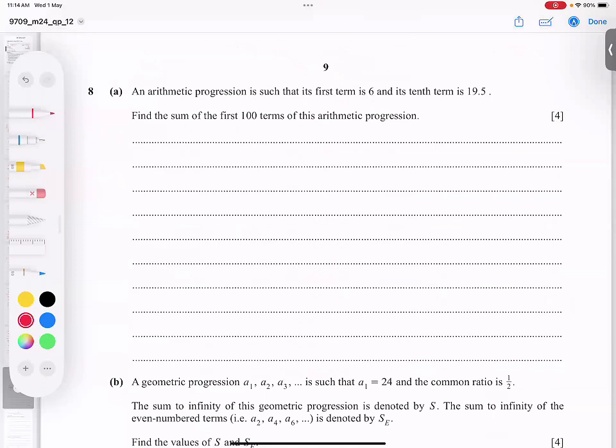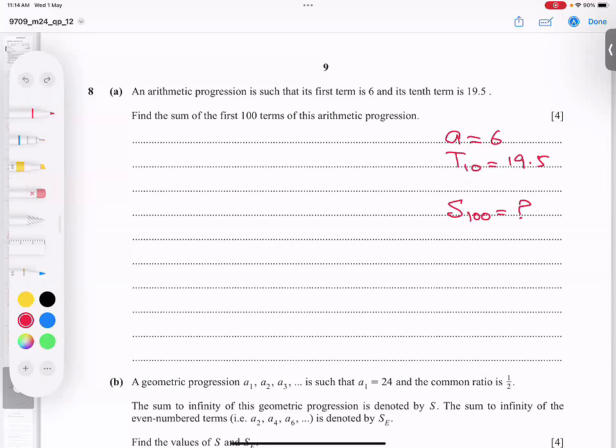Question number 8, we have an arithmetic progression such that the first term is 6. So I'm writing best technique, read and write. And 10th term is 19.5. So T10 is 19.5. Sum of the first 100 terms of AP. We're looking for what? Sum of the 100 terms in AP. This is our target. How can we start the question? You know, very simple. The question itself tells us how to start.